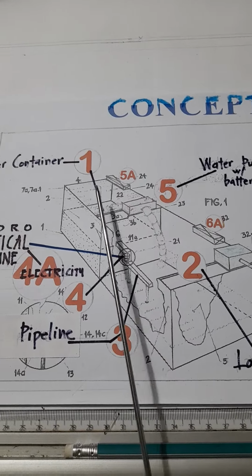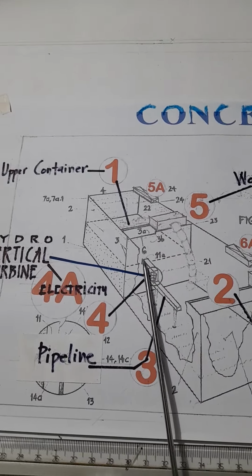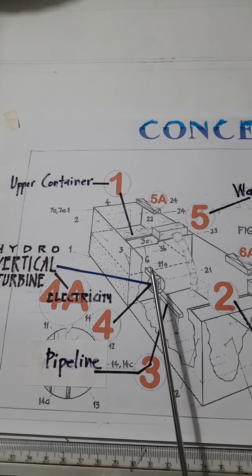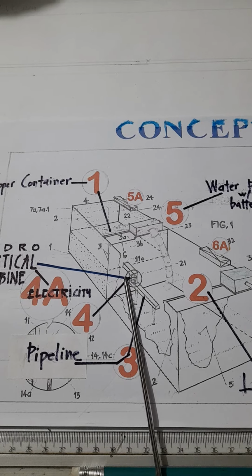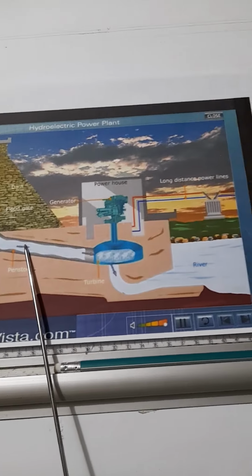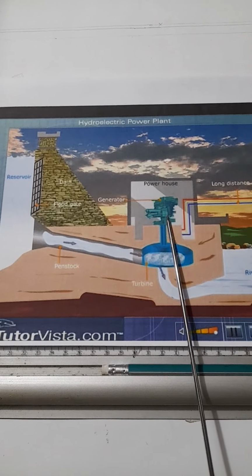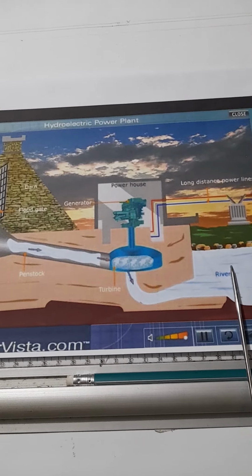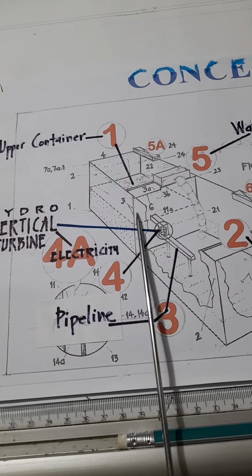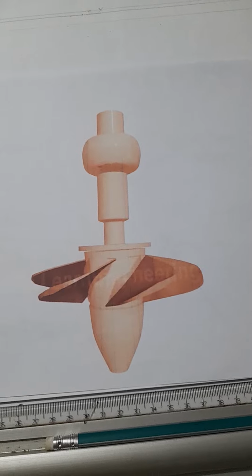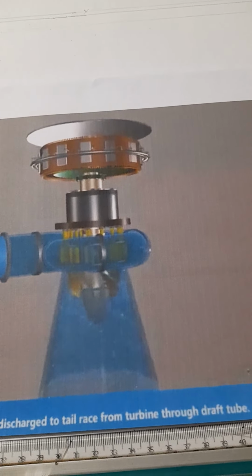The flow of liquid from 1 to 2, passing the pipeline and impacting the vertical turbine, is like a hydroelectric dam. This is the dam. Passing here, there is a turbine exiting here. There are also other types of vertical turbine. This one, among others, this one.